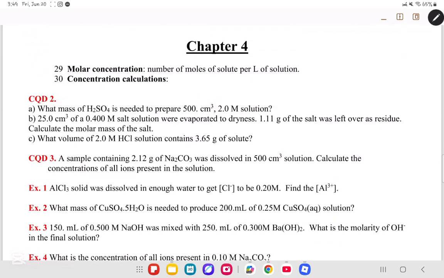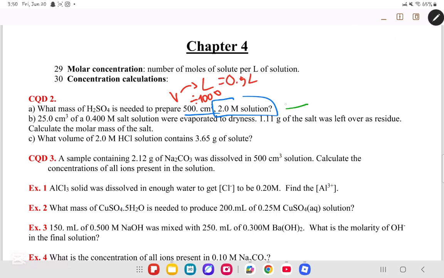It says that we have CQD number 2 first. They said what mass of H2SO4 is needed to prepare 500 centimeter cubed of a 2 molarity solution. First of all, we have what? We have our volume, but our volume always needs to be in liters. As you can see, we have it in centimeter cubed. So to change it from centimeter cubed into liters, we are going to divide by 1,000. So very simply, the volume in liters is 0.5 liters.